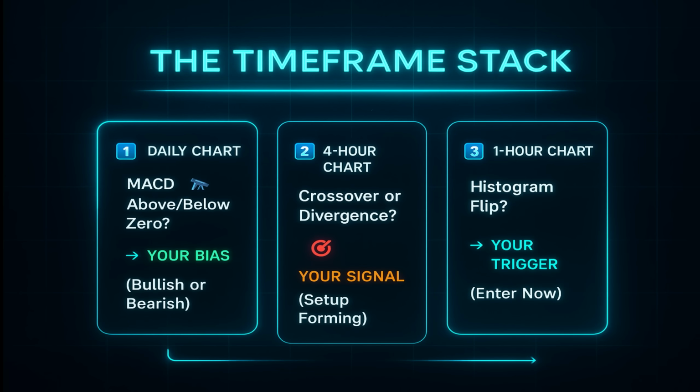Here's what I do instead. I stack 3 time frames in a specific order. Daily tells me the trend. Which side of zero is MACD on? That's my bias.